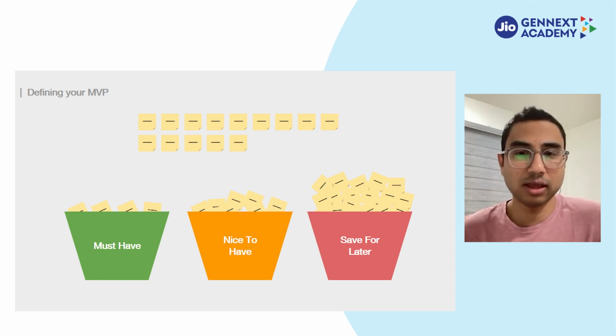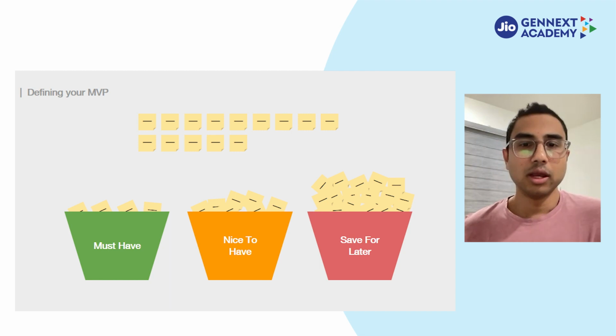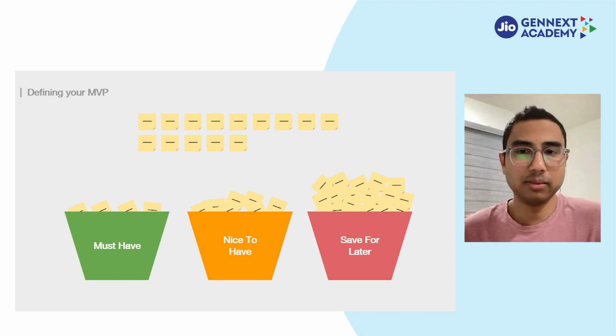Notice how the must-haves have the least number of items in it, while the save for later is the biggest bucket. It would be helpful for you and your team to really think about what is important to your product and filter out everything else. What you will take forward in your MVP should ideally only be the features that are in the must-have bucket.